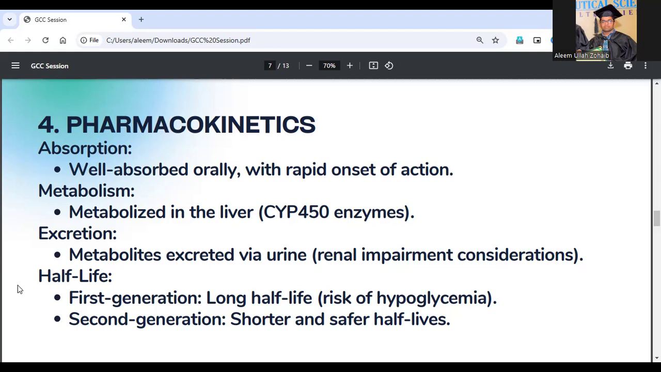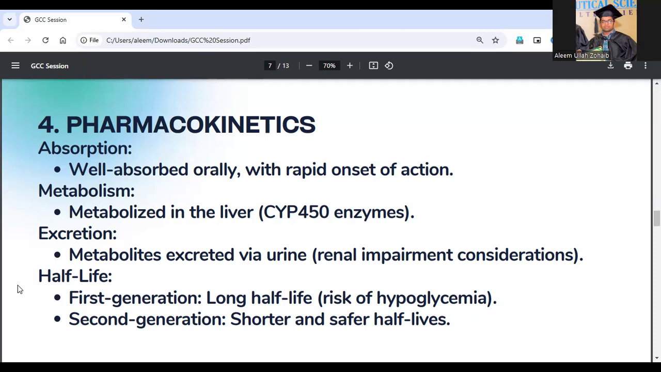Like we consider the creatinine clearance and calculate the dose according to the creatinine clearance value. Half life: first generation has a long half life, with risk of hypoglycemia. Second generation has a shorter half life. When the half life is long, it empties slowly and may cause hypoglycemia because it is acting for a long time.